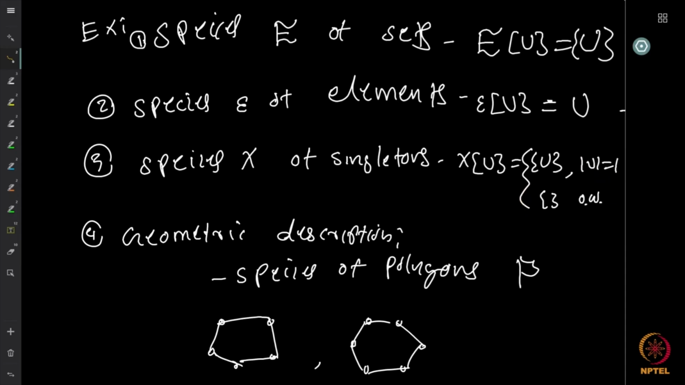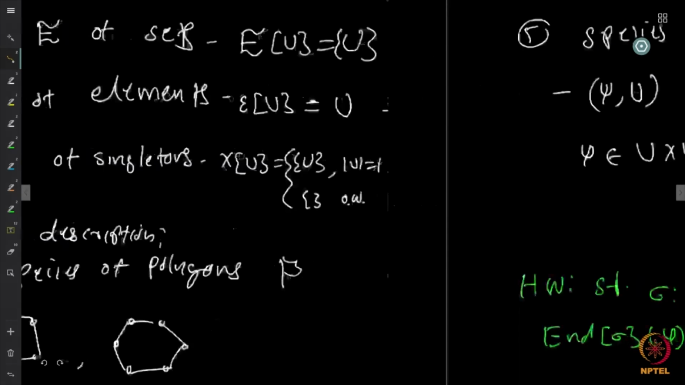I can also define species by geometric descriptions. I can talk about the species of polygons, let's say P, as follows. I define a set, let's say with 5 elements here, put a structure and say that this is a structure on 5 elements, this is a structure on 6 elements, etc. So this geometric description tells you how to make polygons given any set. Therefore, this can also be used to define a species.